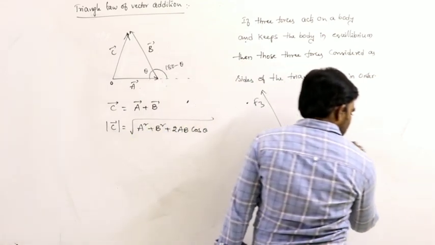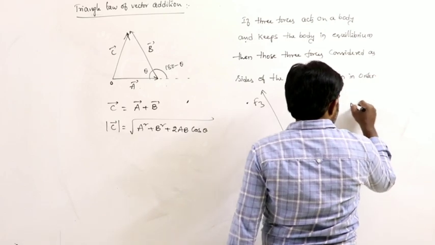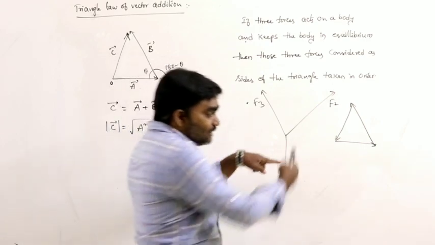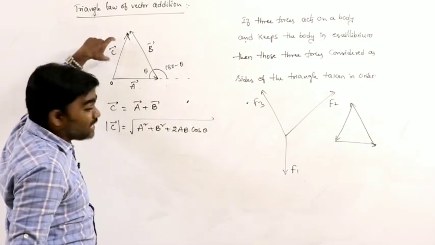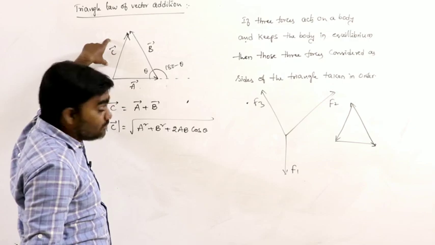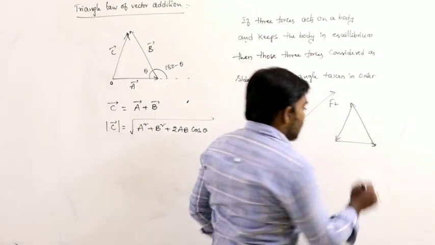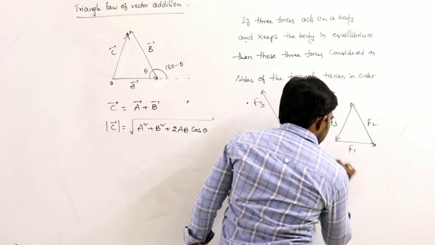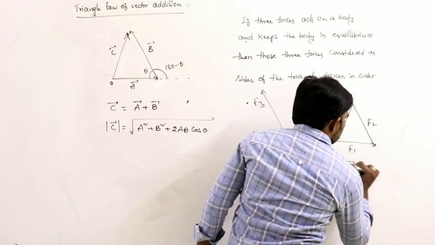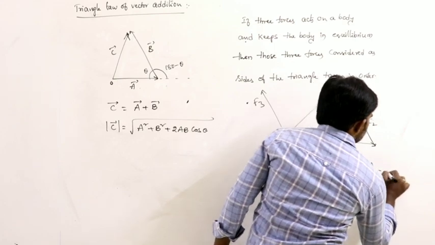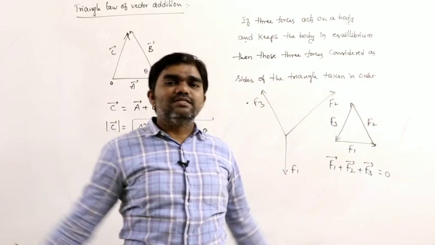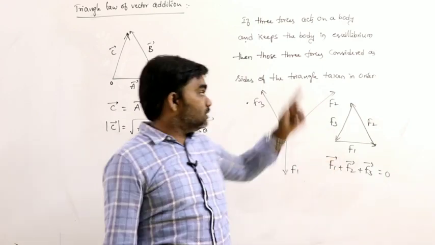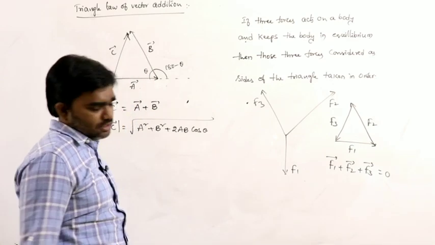Taken in order means, see here, this is F1, this is F2 and this is F3. This is the order, but there C bar was in reverse order. Here these are in order: F1, F2, F3. So from this we can write F1 bar plus F2 bar plus F3 bar is equal to 0. Net force must be 0. Then only the body will be in equilibrium. So that is the triangle law of vector addition. Both are correct.